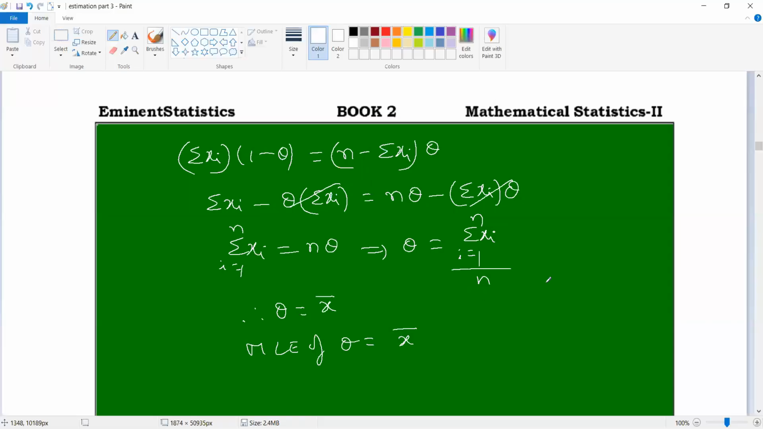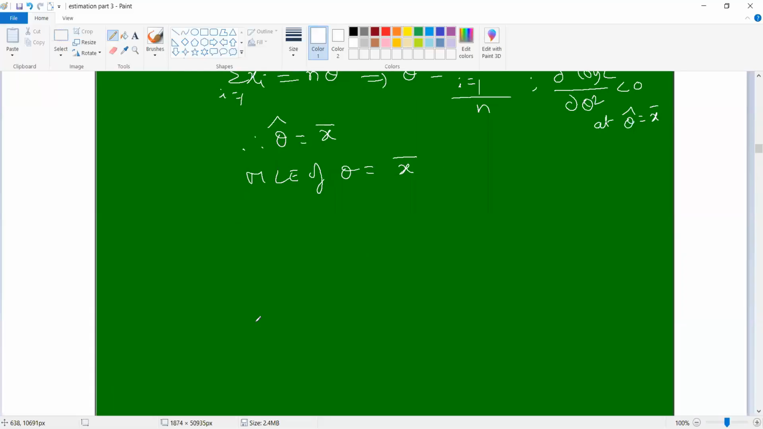Automatically here second derivative, no need to take second derivative. Dou square log L by dou theta square is less than 0 at theta cap equal to x bar. Theta cap, the MLE estimator of theta, is x bar for a Bernoulli population. This is a very, very important one.